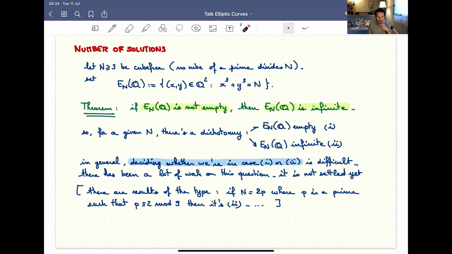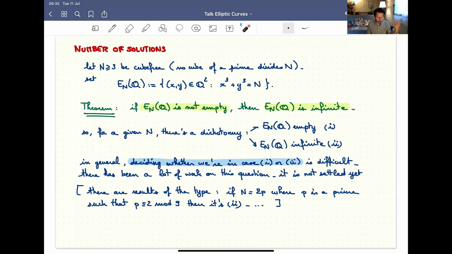Again, there is another question that you can ask, which I won't talk about today, but I mention that this theorem is very good, but it doesn't tell you everything. If I tell you, say, n equals 55 or 54, which case are we in? If n is 54, is the set empty or is it infinite? And the answer is, I don't know. It's a very difficult problem. There's been a lot of work on this question about deciding whether we're in case 1 or case 2. This is a difficult question.